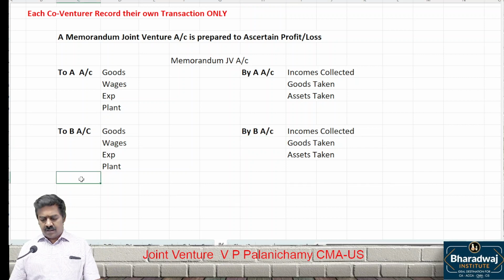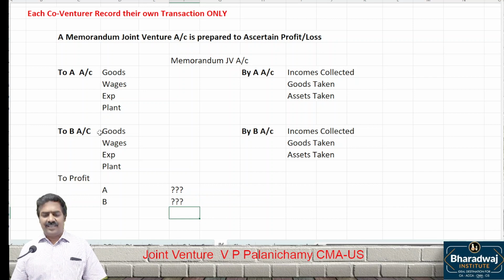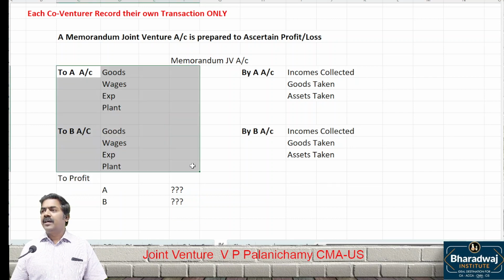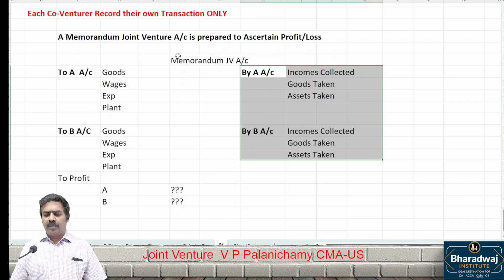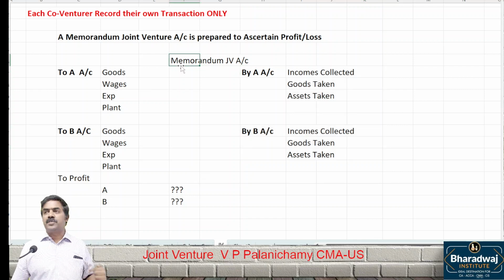Then the profit will be shared between A and B in the agreed ratio. What is the rule? Debit the expenses, credit the incomes, but this is not prepared in A's book or B's book.